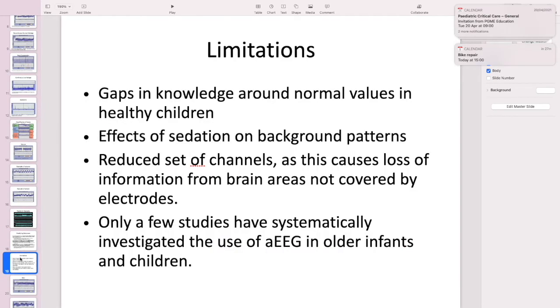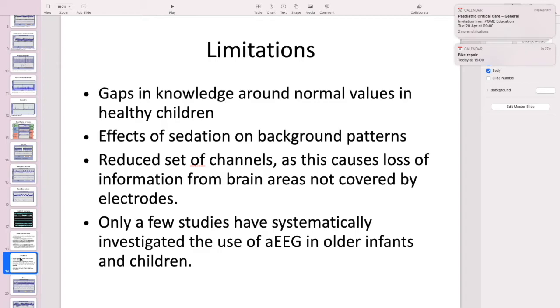But as with anything, there are limitations. And a big part of the limitation is that we have gaps in our knowledge around normal values in healthy children. And it would be really interesting for somebody to study this because it doesn't require much intervention to study normal children. And just so that we've got a baseline of something to compare with. There's an effect of sedation on background patterns, which often, children in the ICU will be sedated, so that might affect their background patterns.